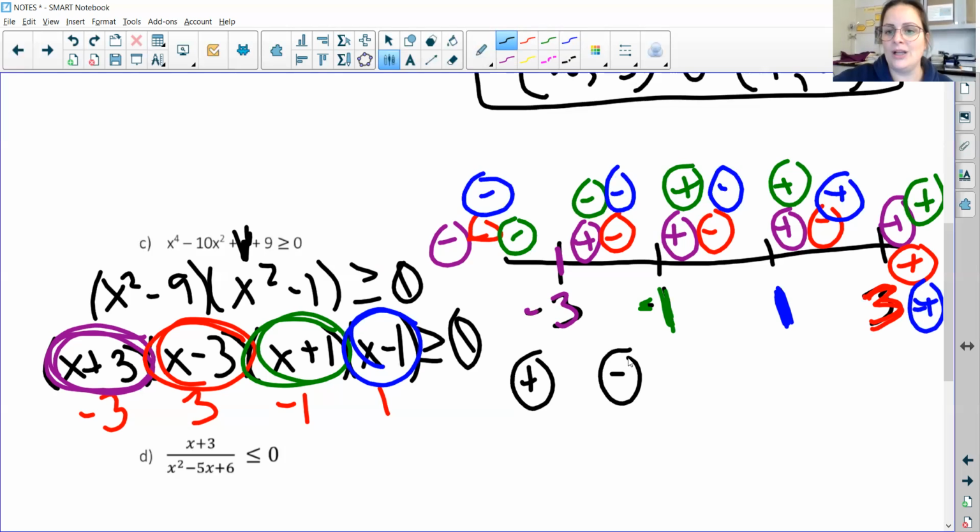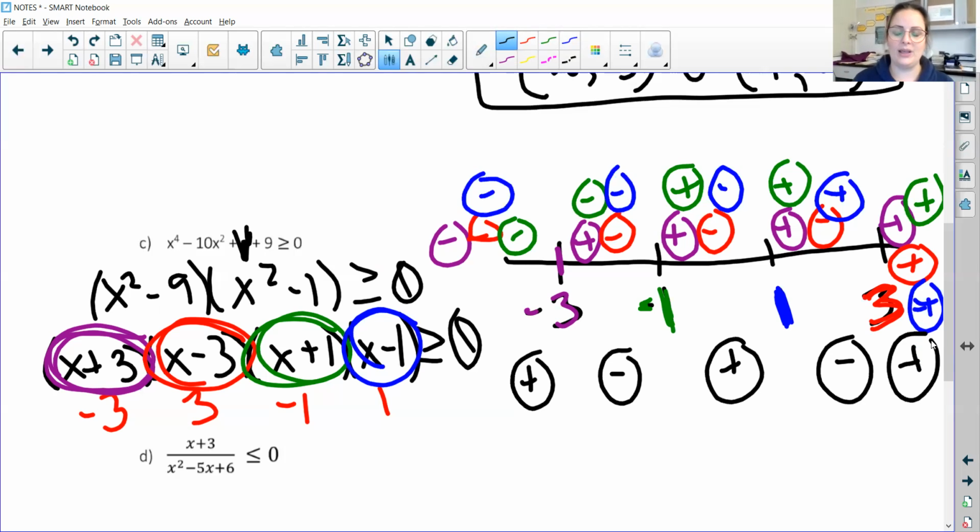For -1 to 1, you have 2 negatives, so the overall result is going to be positive. In the next section, 1 to 3, you only have 1 negative, so the result is negative. And above 3, everything is positive, so you have a positive. Okay. Notice they kind of alternate.